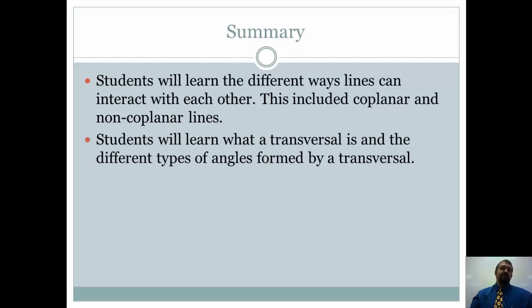At this point, you should know the different ways lines can interact with each other. That's the skew, parallel, and intersection. You should also know what a transversal is and the 4 different types of angles. You will see the transversal question examples, examples 3 and 4, in the other video.